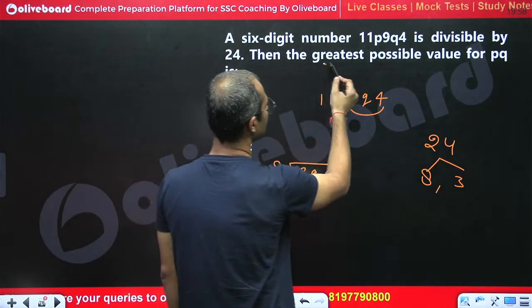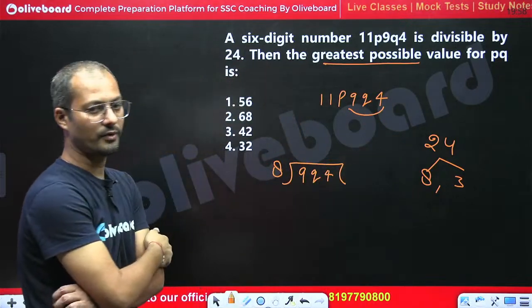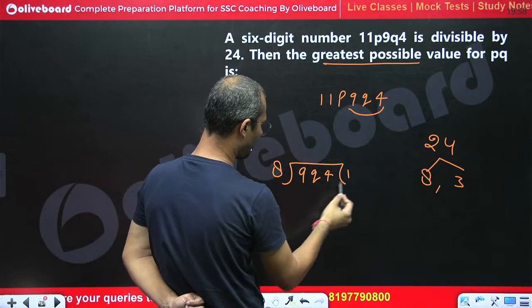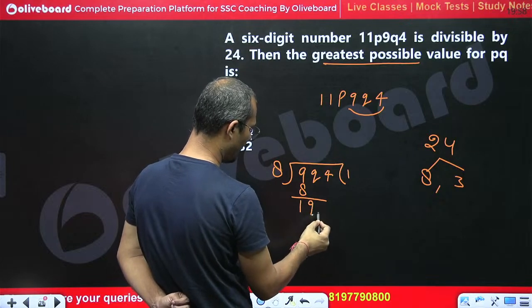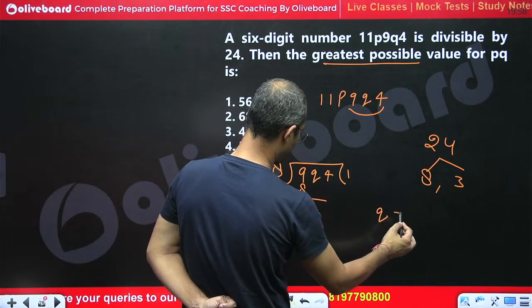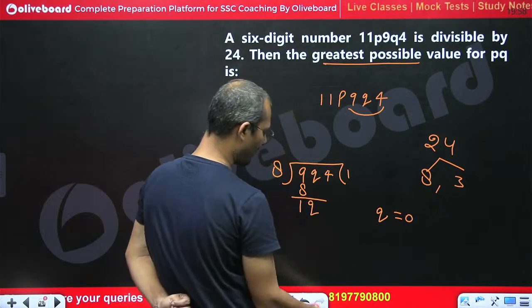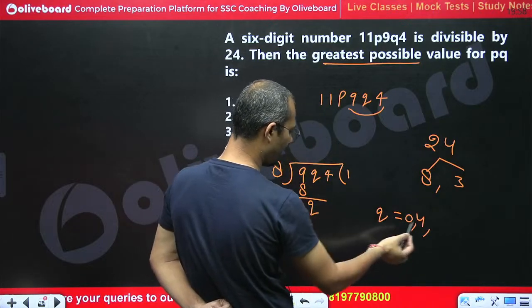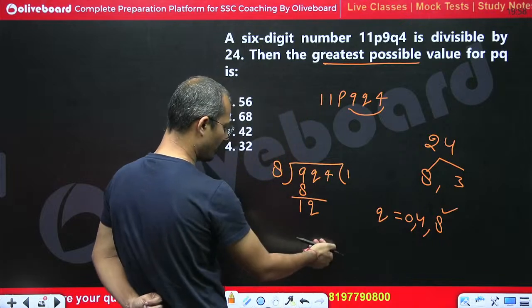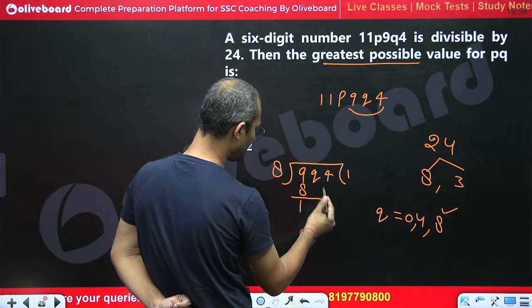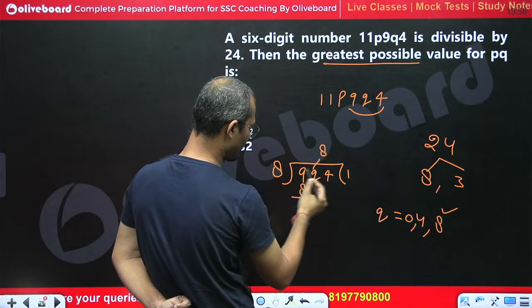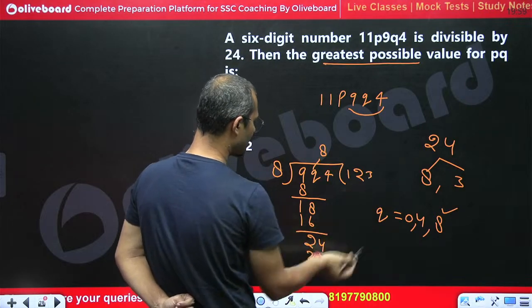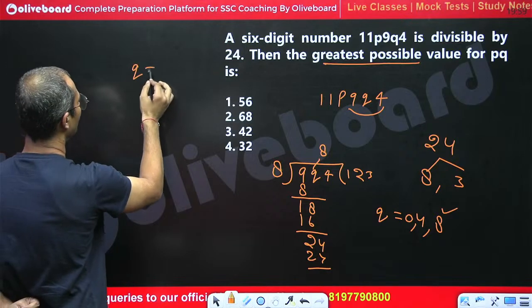Now we have to calculate the greatest possible value of P into Q, right? So here we are going to divide by 8. 8 1s are 8, we will get 1. So here the possible values of Q are 0, we can take 4 also, and we can take 8 also, right? So the highest value is 8. So we are taking 8 for Q. So this would be 8 2s are 16, and 2 and 4, 24, 3 times, right? So Q is equal to 8.